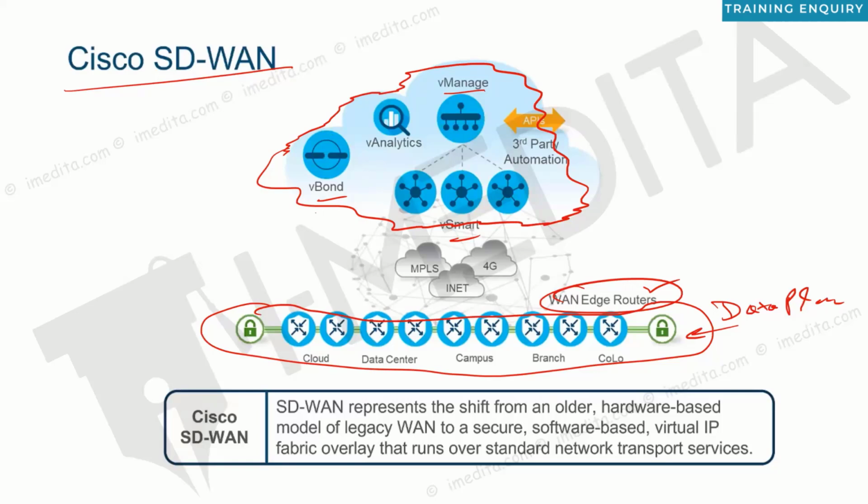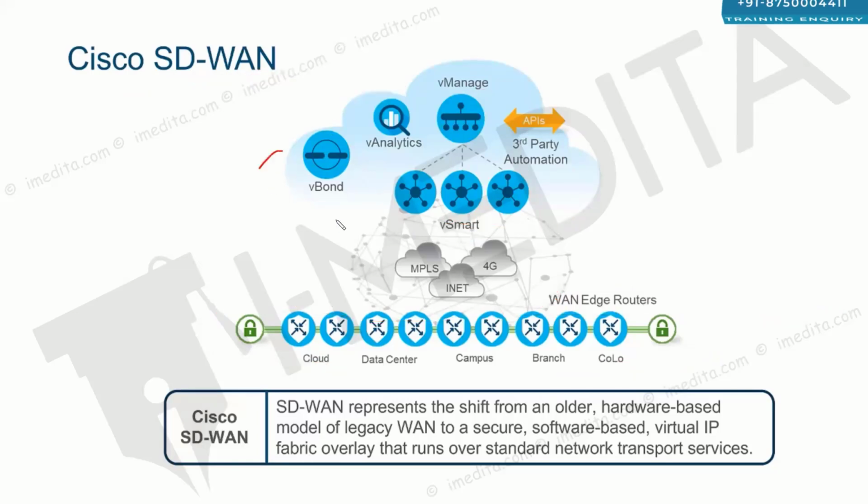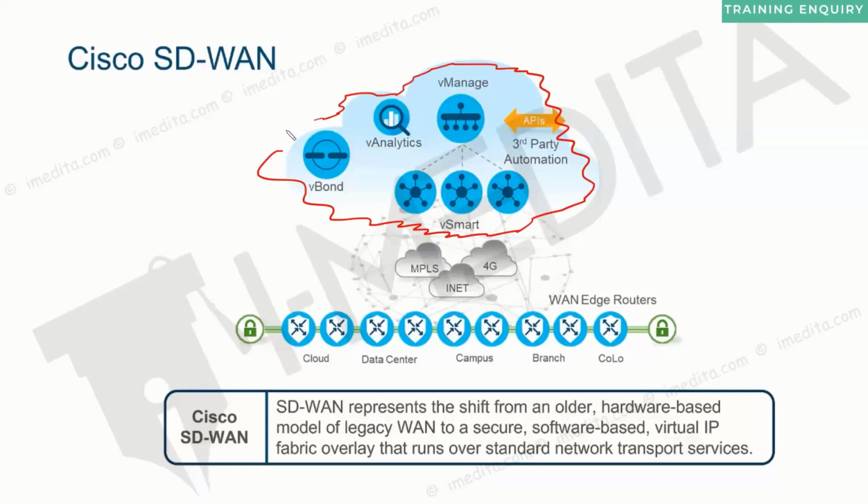So if you look at the brain of the Cisco SD-WAN architecture, there are multiple components like vManage, vSmart, vBond. We will go through each one of them. We will try to understand their meanings and their functionalities.